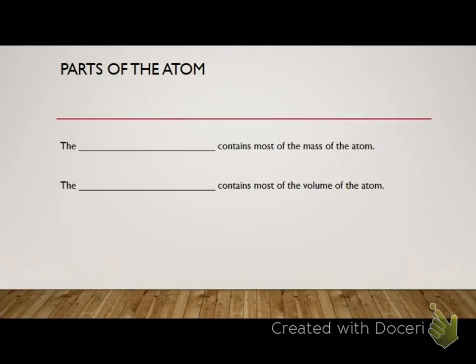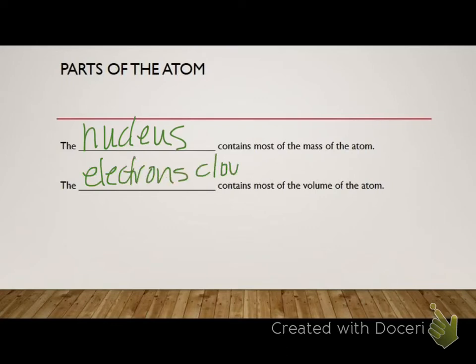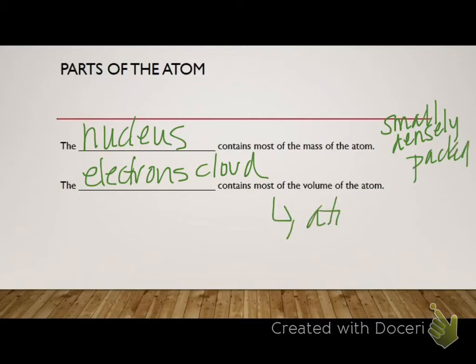When we're talking about the two parts of the atom, the nucleus contains most of the mass, but the electron cloud contains most of the volume. So remember, the electron is spinning around very, very fast, but it's taking up most of the volume, but the nucleus is small and densely packed, and that's where most of the mass comes from. The atom is mostly empty space.